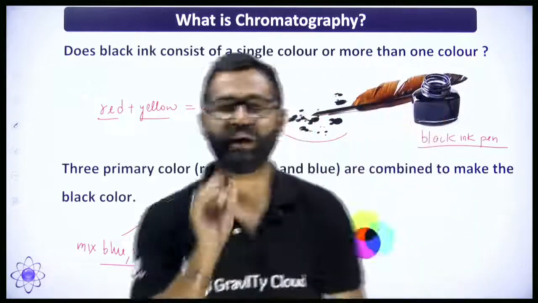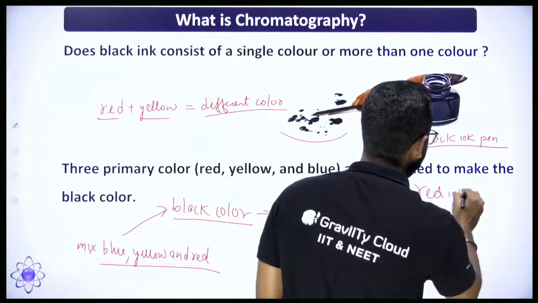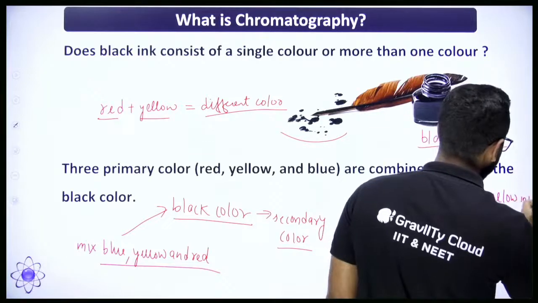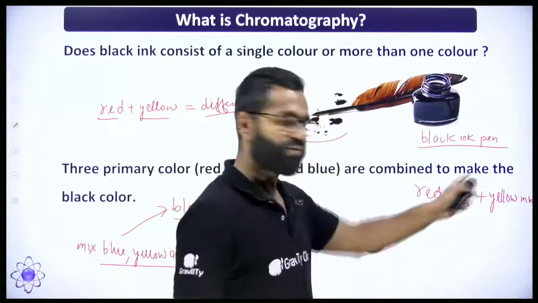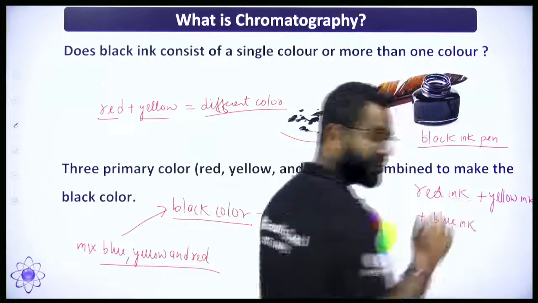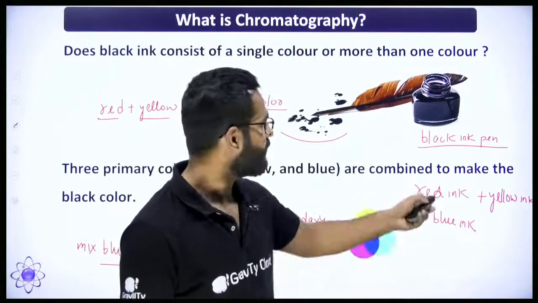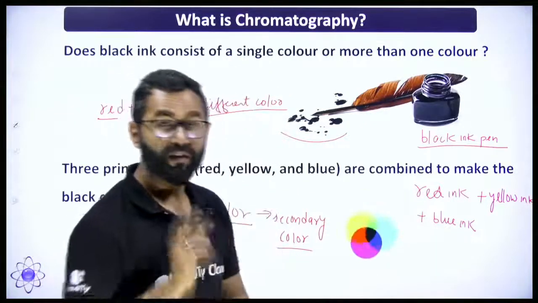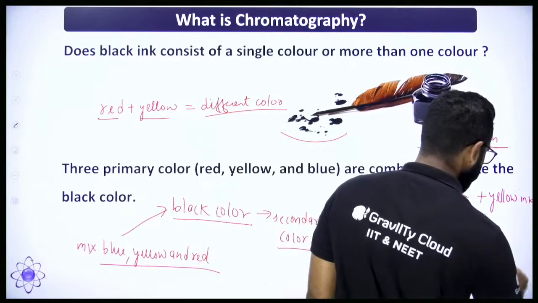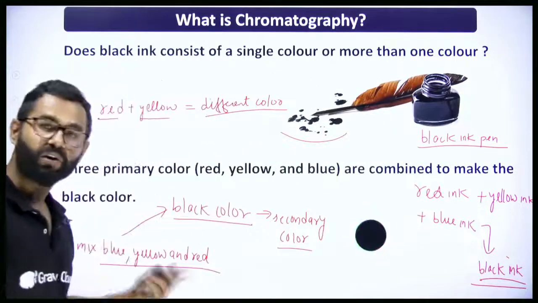That means if you want to get the black color, do one thing: take a red ink, mix it with the yellow ink, and mix it with the blue ink. In short, take 1 spoon of yellow ink, 1 spoon of blue ink, 1 spoon of red ink and mix them together. You will see that upon mixing them, you will get the ink which is black in color. That is the important thing.